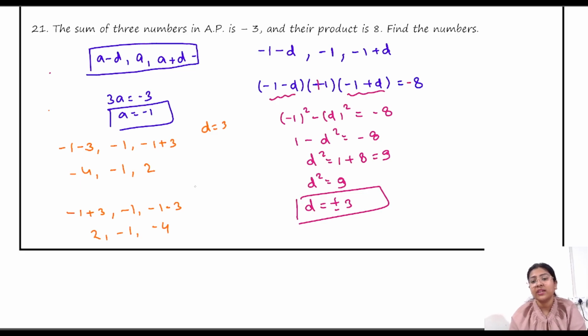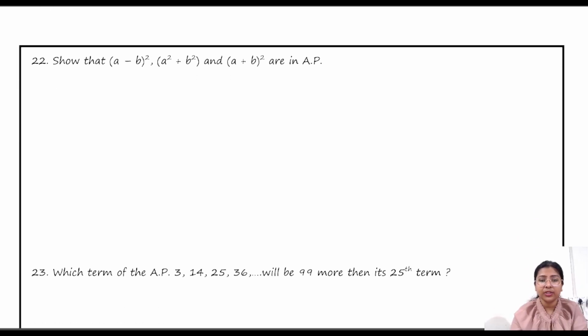So if what they are asking is simply the numbers, the numbers will be minus 4, minus 1 and 2. This is the required answer. Okay learners, this question is clear? Yes. Now the next question.